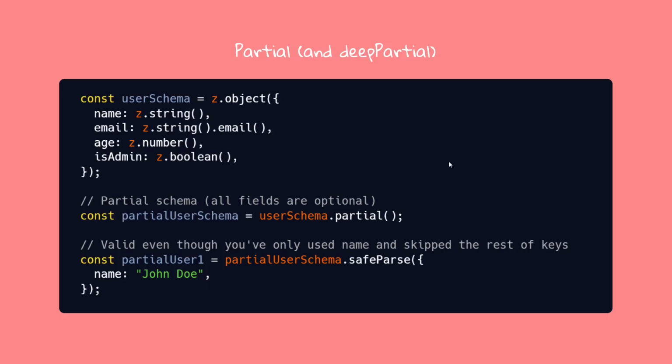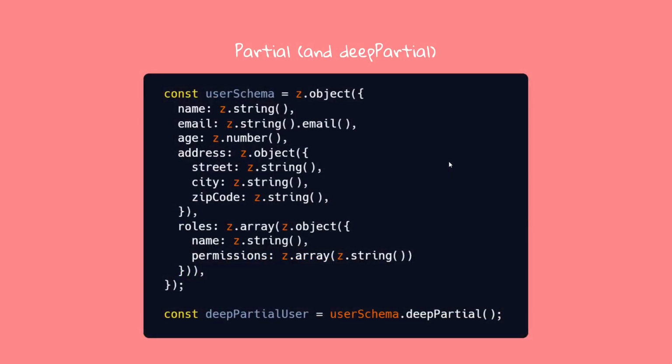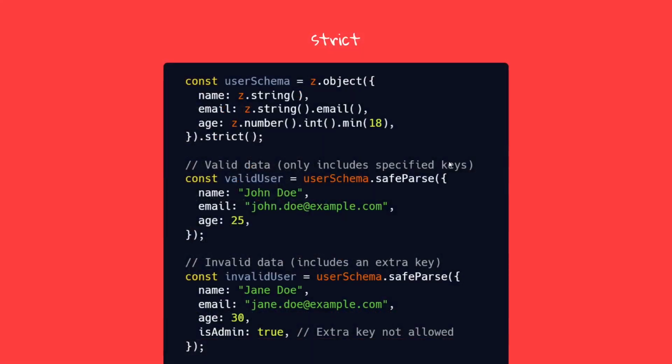optional. The deep partial method is similar to partial, but as the name suggests, it's applied to all the levels in an object. Also, when you create an object schema and parse an object through the schema with some extra keys that are not part of the schema, Zod just ignores it and only validates the keys that were inside that object schema. You can make this more strict by passing the strict method.